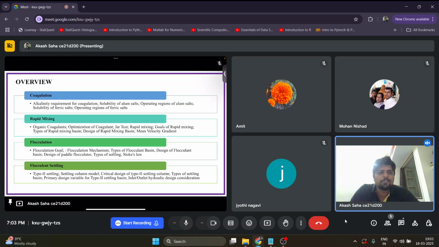And then we learned about flocculation, what is the goal and mechanism of it, what are the different types of flocculation basins, what is the design of a basin and the paddle flocculator, and then types of settling where Stokes law is dependent. And then after discrete settling, we also have seen about the flocculant settling or the type 2 settling. Okay, so what is the critical design parameters and what are the primary design variables for this. So all these things were the contents of week 8. Okay, majorly coagulation and flocculation in detail.